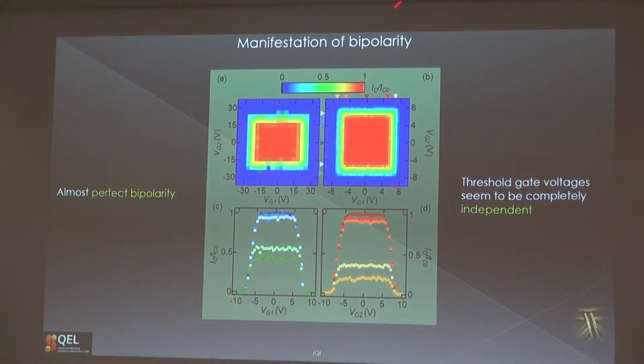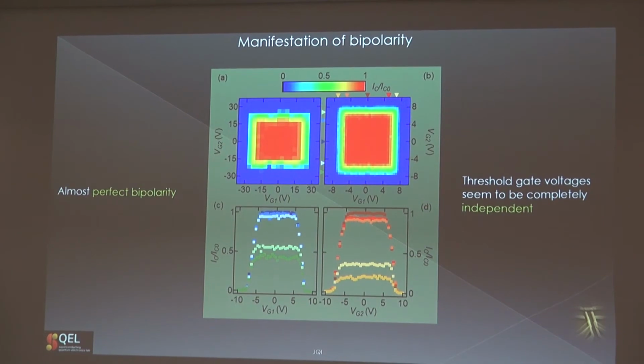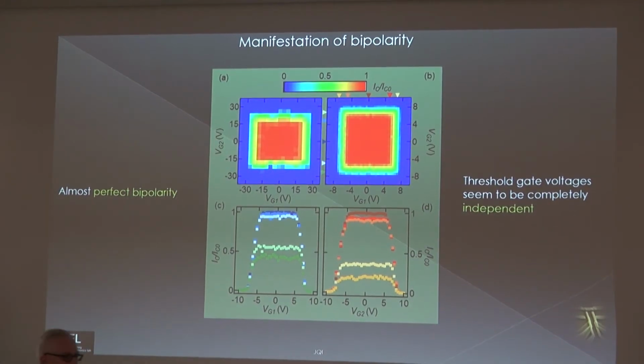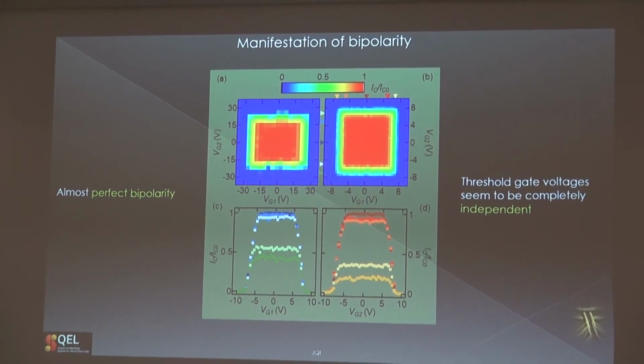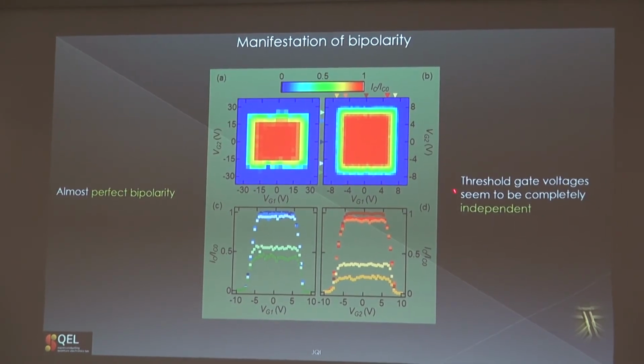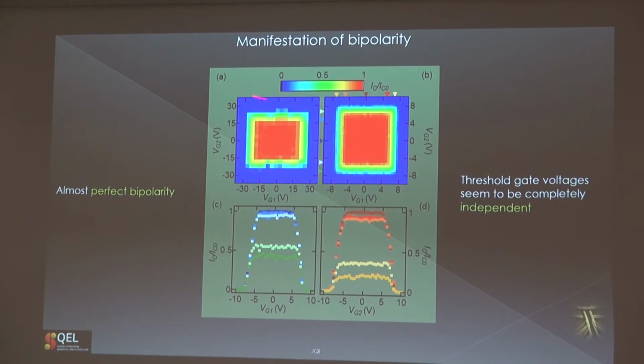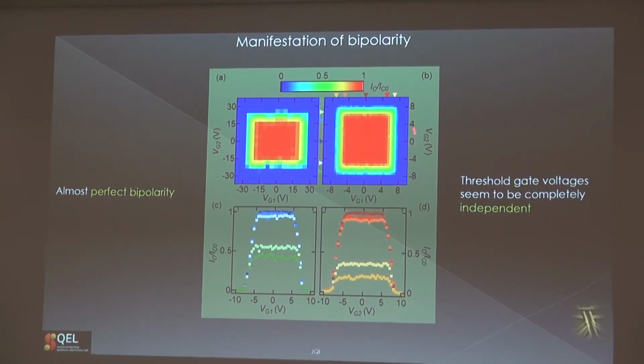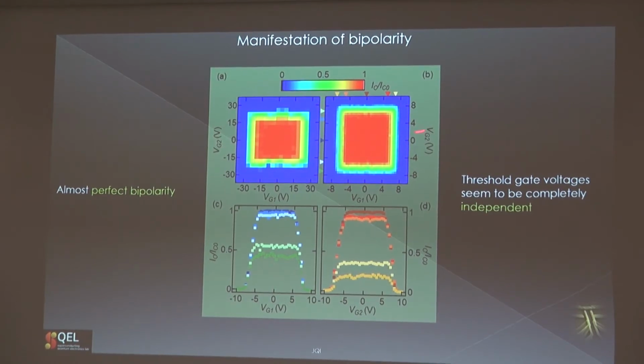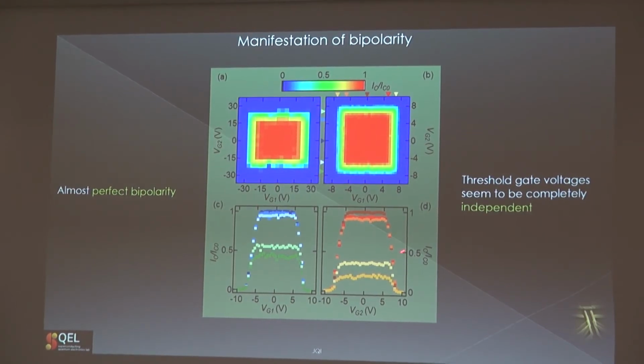Again, another interesting thing is the manifestation of bipolarity. This is even more impressive. These color maps are basically the maps of the critical current versus the two gates, VG1 and VG2, of the split gate composing the transistors. And you see that they have almost a perfect square shape. And these are some cuts along the vertical here on the right and the horizontal on the left.